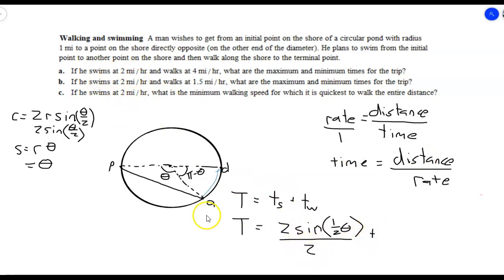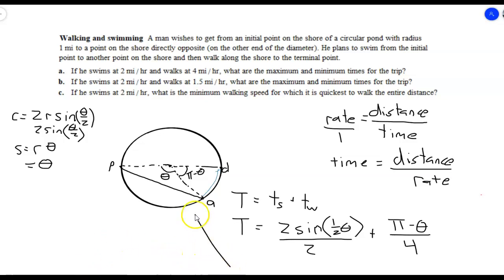And then we're going to add the time that it takes to walk that arc length. So that is, once again, the distance over the rate. So the distance here is pi minus theta, all over 4. All right, so we're getting somewhere.